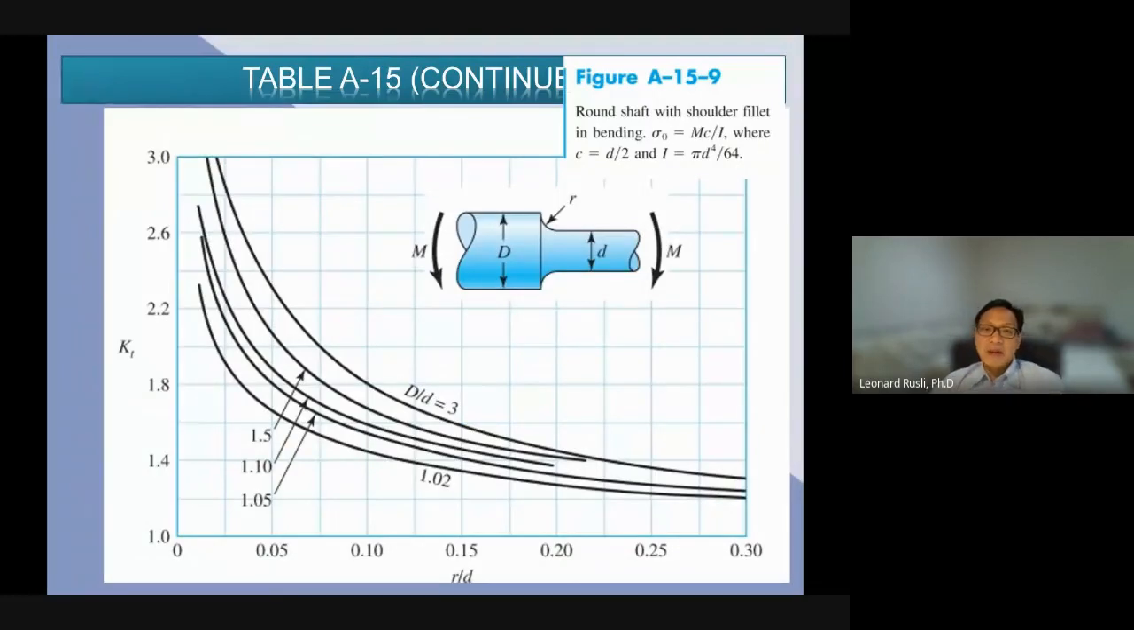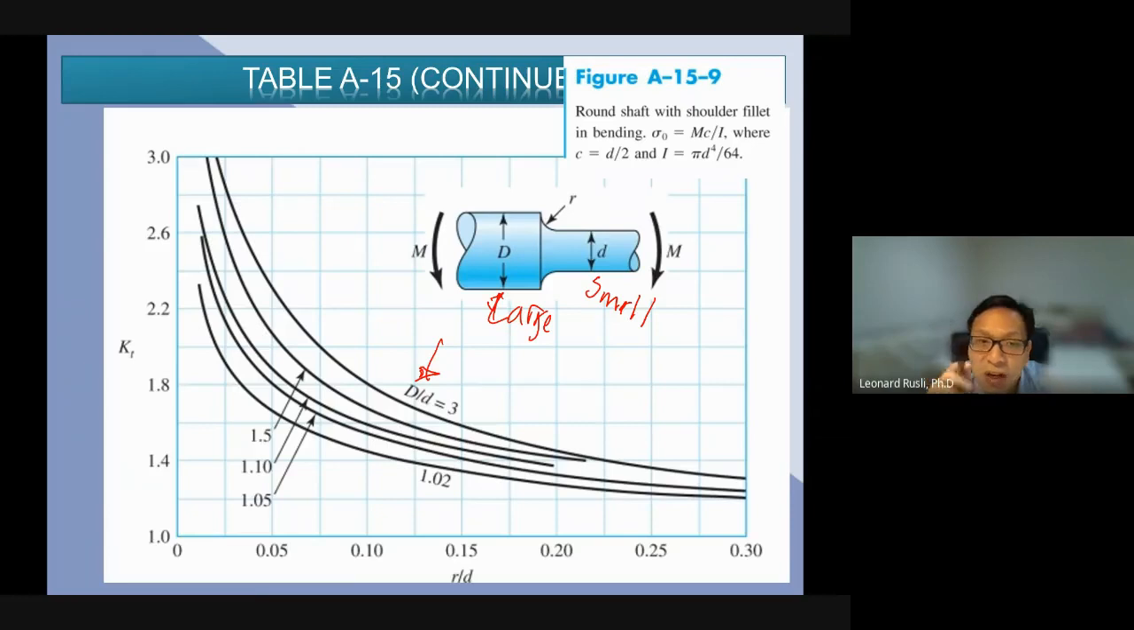So this is a typical table that you will use to determine stress concentration factor. So stress concentration factor is looked up on a table like this. This table is looked up by first D over d. Okay, so the big D divided by the small d. Okay, look at the diagram, I mean the sketch here, right? Large diameter, small diameter.